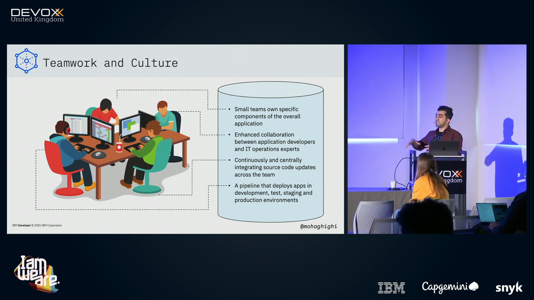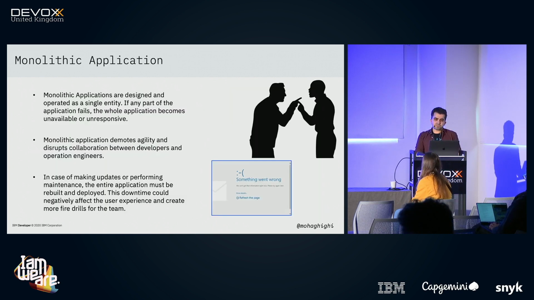They can continuously and centrally integrate their source code updates across the team, and use a pipeline that deploys apps in development, test, staging, and production environments. You can easily have different teams working on your application without any conflicts between them. So that's one of the other advantages of cloud native for teamwork.